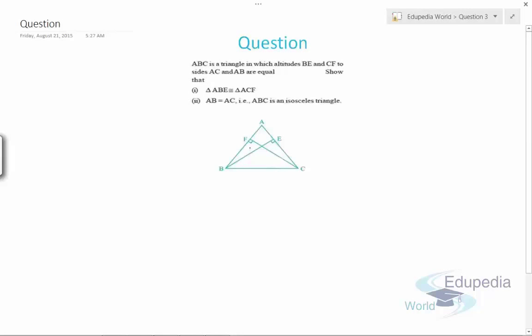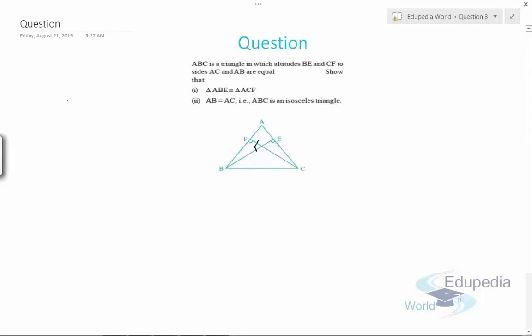So now the question says that the altitudes are equal. So it's a totally opposite question. It's a totally converse of the question we have done before in the previous slide. It's given that this side and this side are equal, and we need to show that triangle ABE is congruent to triangle ACF. That's the first part. Second part is we need to prove that AB and AC are equal. So this means that we need to prove ABC is an isosceles triangle.